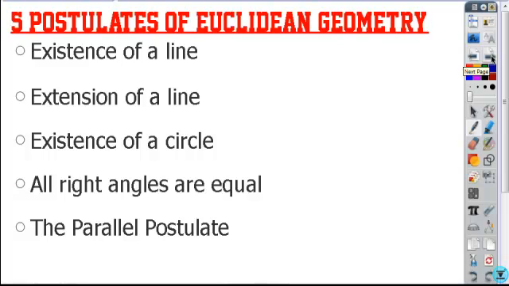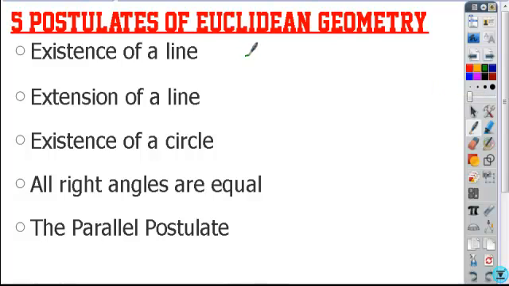There's only 5 that you need to know, that form the basis and foundation of Euclidean geometry. Again, I'm going to detail these on separate slides each, but I'll just give a heads up on them. Okay, the first postulate is the existence of a line. That has to be postulated.